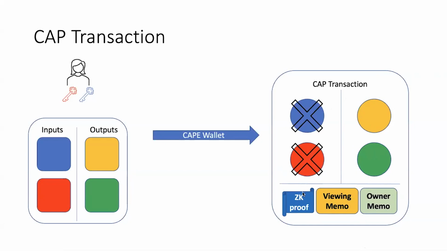And then there's a zero knowledge proof, which I'll also describe in the next slide, which shows that this whole thing was done correctly. So the zero knowledge proof is going to show that the outputs are balanced with the inputs, and that the nullifiers were computed correctly. So you didn't just produce some arbitrary nullifier that has nothing to do with the record.